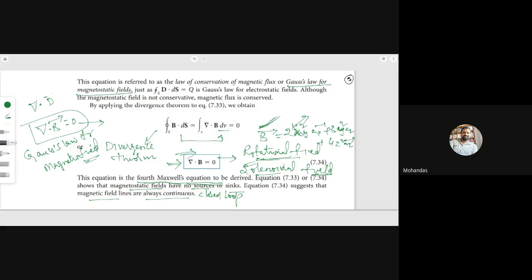Divergence of D equal to rho v. This is Gauss law or Maxwell's first equation, the point form of Gauss law. So Gauss law for magnetostatic fields is del dot B equal to 0, the fourth Maxwell's equation. As del dot B equals 0, magnetic flux is conserved. Instead of saying solenoidal, you can also say conserved field.